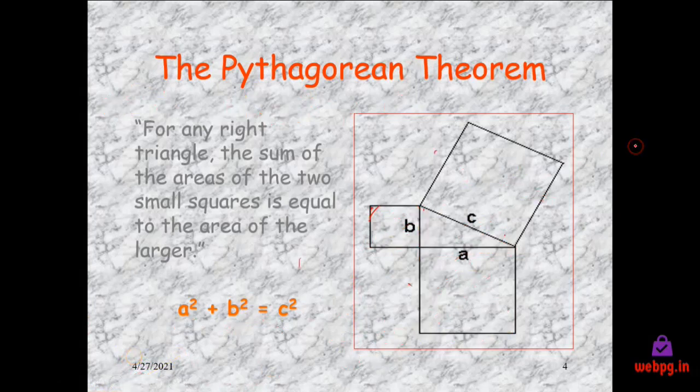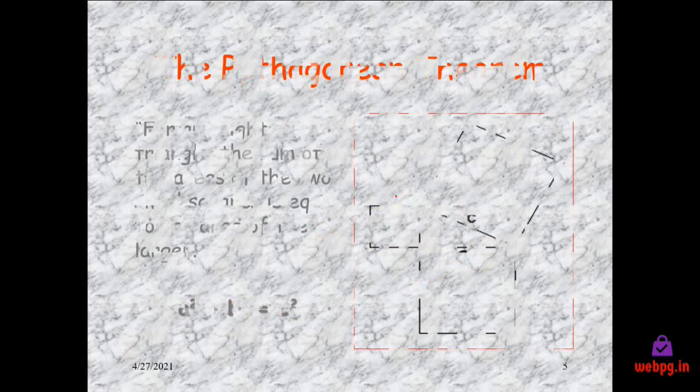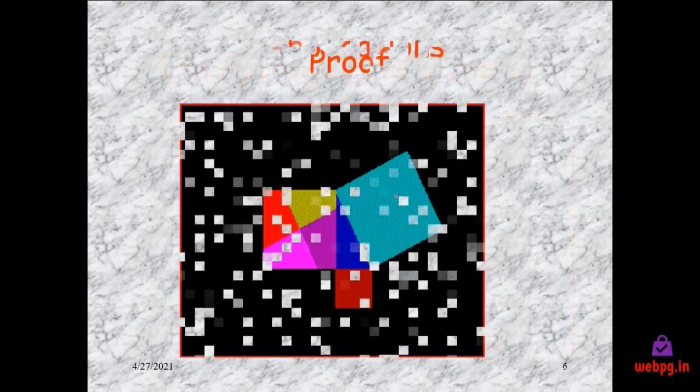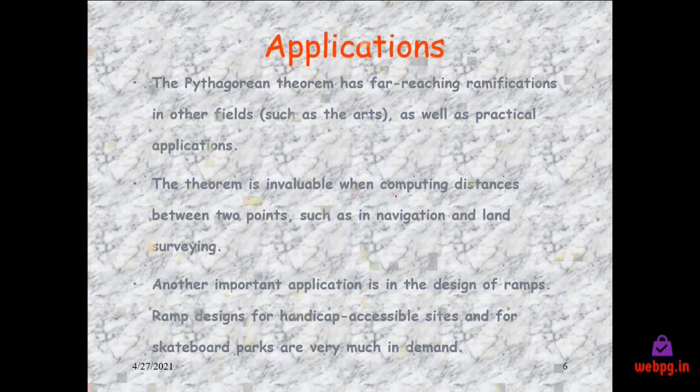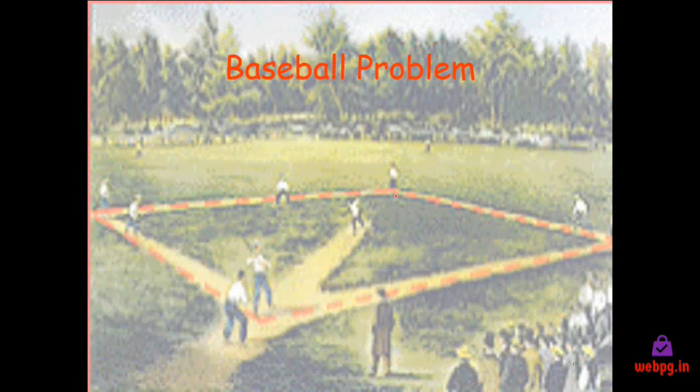So as we understand, the area of the bigger square is equal to the sum of the areas of the two smaller squares, right? So this is the basic fundamental thing. If we move on to applications, it's applicable in many places, like the baseball problem. Let me tell you about that.